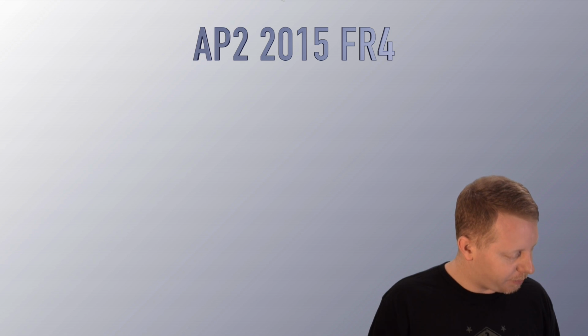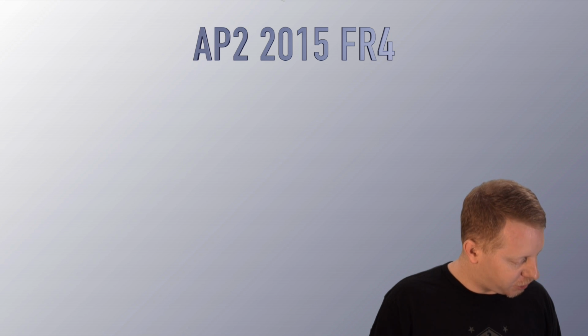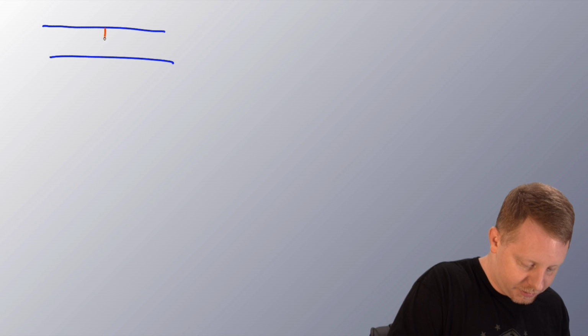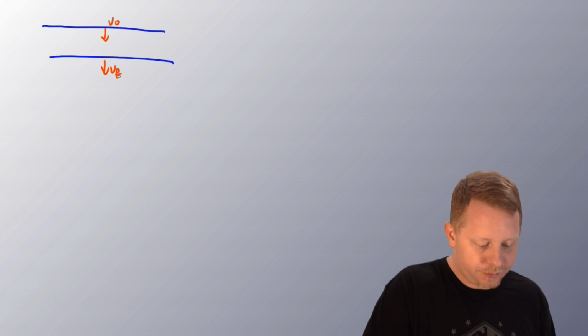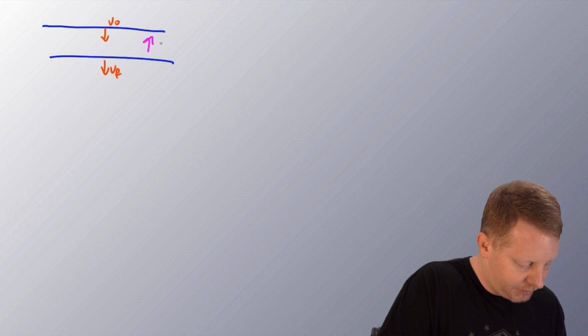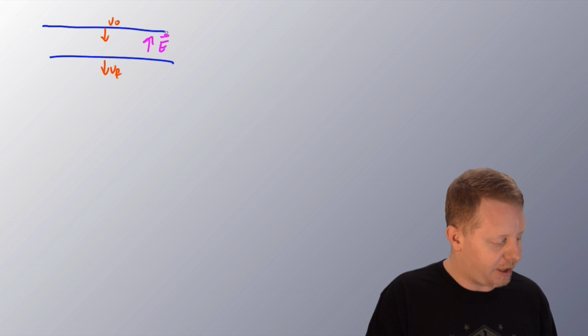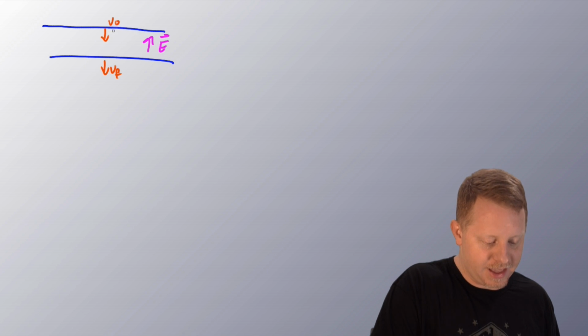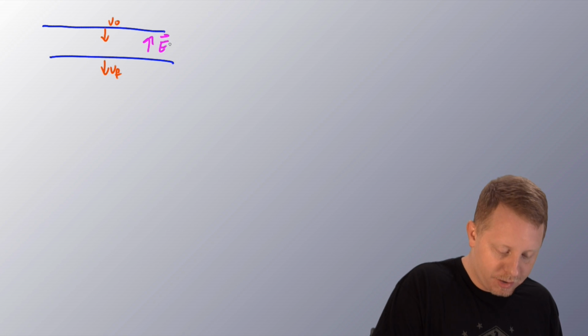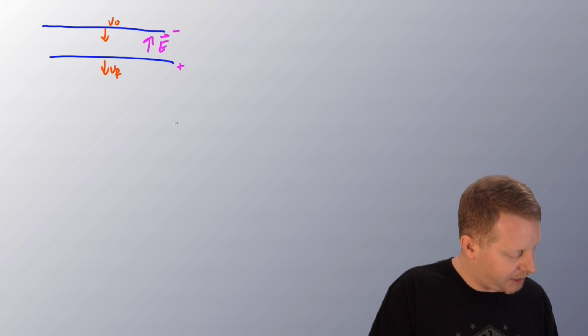Which of the plates, top or bottom, is negatively charged? Support your answer with the reference to the direction of the electric field between the plates. Well, we've got our plates like this, and we've got our electrons going this way from V0 to V final. And if the electrons are accelerating down, that means the electric field must be in that direction, must be up. We also know that the negative electrons would be attracted toward the bottom plate, so that would mean that the bottom would be positively charged and that would be negatively charged.